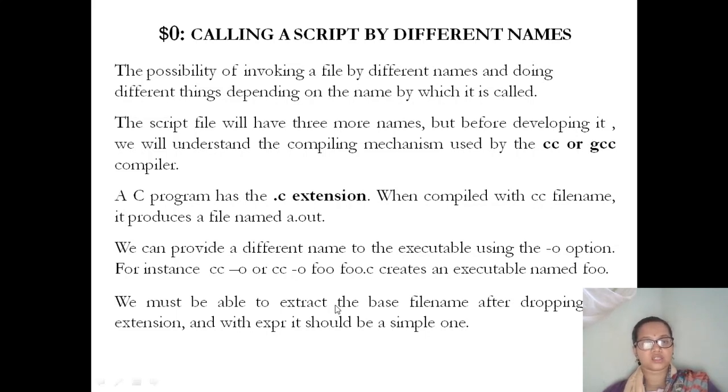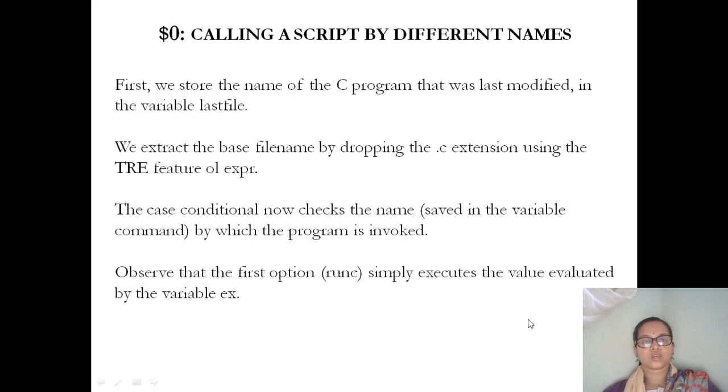For instance, I can say cc -o foo foo.c, which creates an executable named foo. So we must be able to extract the base file name after dropping the extension, and with expr it should be very simple. Here, first, we will store the name of the C program that was last modified in the variable lastfile. After that we will extract the base file name by dropping the .c extension, using the tr feature of the expression.